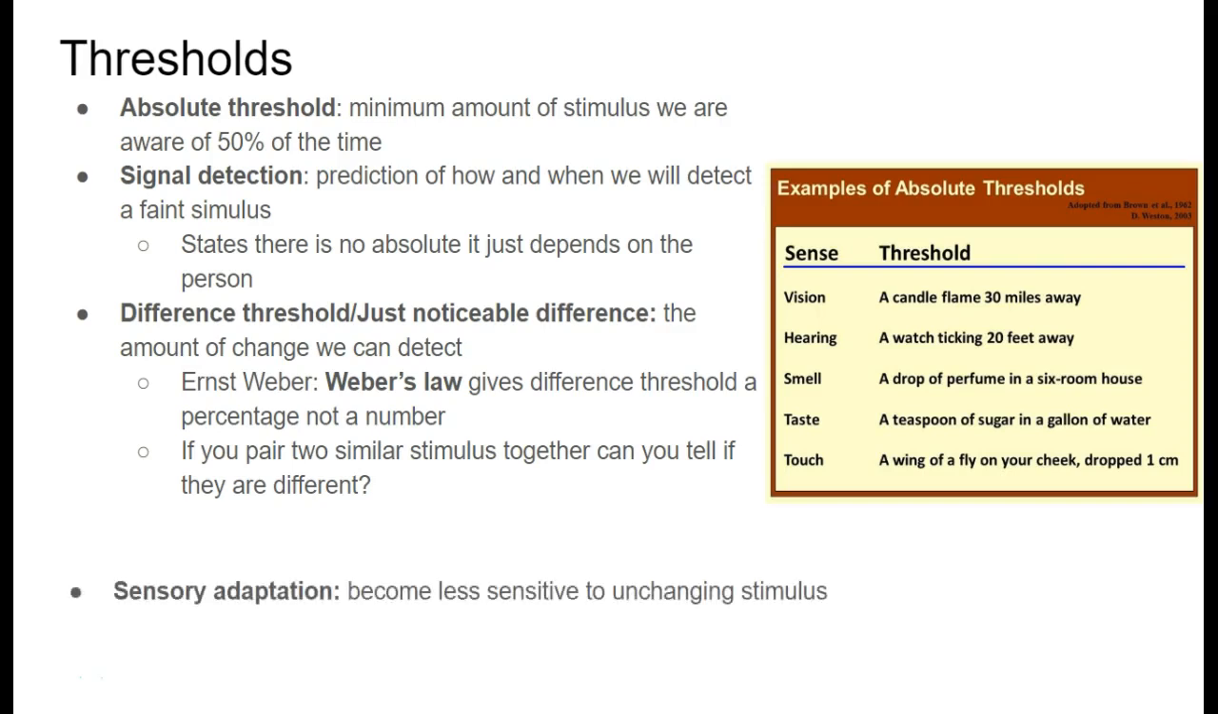And finally, when you don't notice a difference is when you have sensory adaptation. It's when you become less sensitive to the unchanging stimulus. So let's say you are baking cookies in your house, or somebody's baking cookies. When you first walk in the door, you can smell that. Maybe after being in the house for an hour or two, you don't notice it anymore, and that's because of sensory adaptation. You're no longer sensitive to that change.